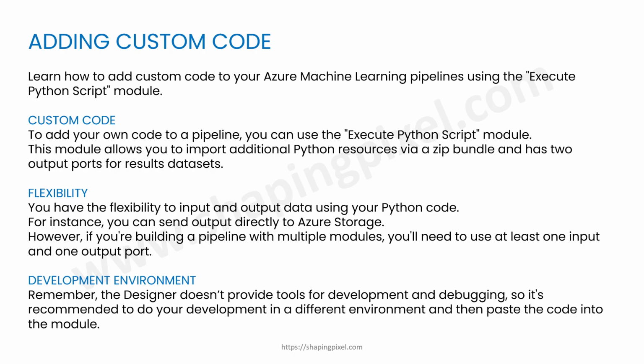Learn how to add custom code to your Azure Machine Learning pipelines using the Execute Python Script module. To add your own code to a pipeline, you can use the Execute Python Script module. This module allows you to import additional Python resources via a zip bundle and has two output ports for results datasets. You have the flexibility to input and output data using your Python code. For instance, you can send output directly to Azure Storage.